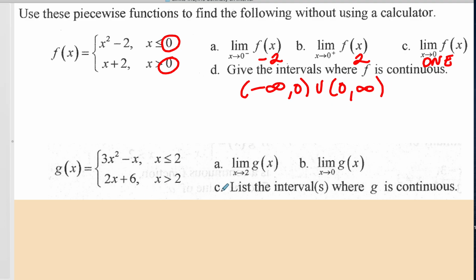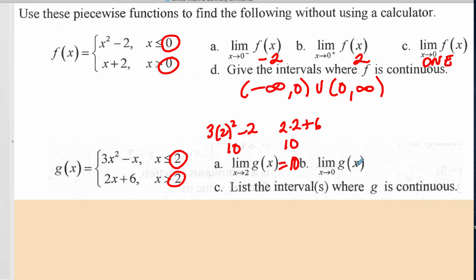Let's take a look at this piecewise function. As we approach 2 from the left-hand side, it looks like it's going to be 3 times 2 squared minus 2. That's 12, take away 2, which is 10. Now let's do the right-hand side of 2. That'll be 2 times 2 plus 6, and that is going to be 10. It looks like on the left side it's 10, on the right side it's 10. So the limit is 10.